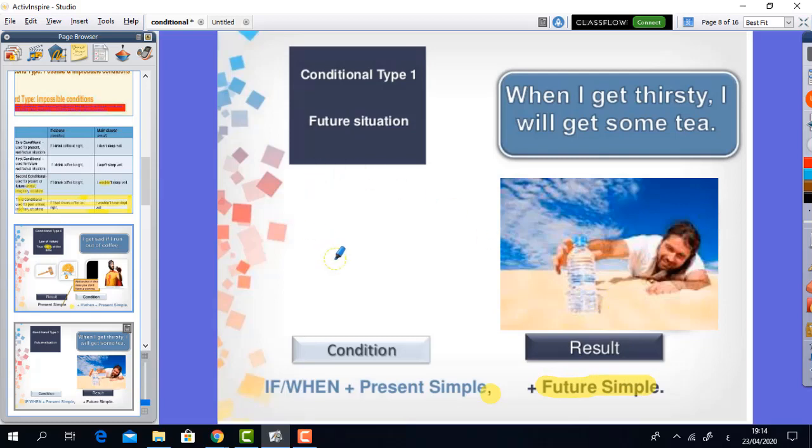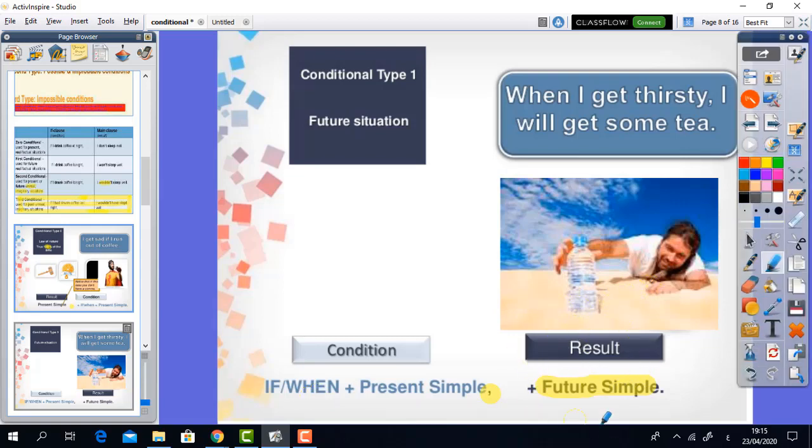Here the condition is possible and it may happen, and once it happens, the result can also happen. It's possible, but not for 100%.